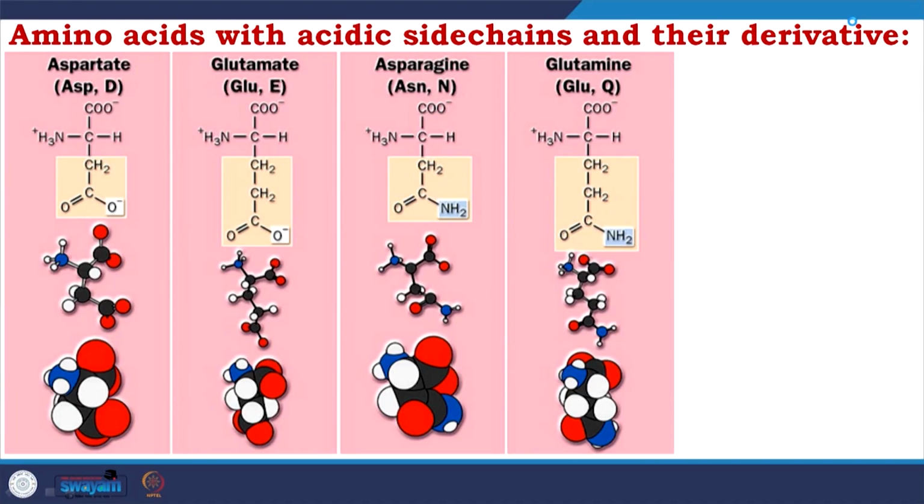non-covalent interactions. Amino acids with acidic side chains and their derivatives, as I told already: aspartate and glutamate are acidic amino acids, whereas asparagine and glutamine have CONH, whereas acidic means COOH. So, this is aspartate, glutamate, this is asparagine, glutamine.